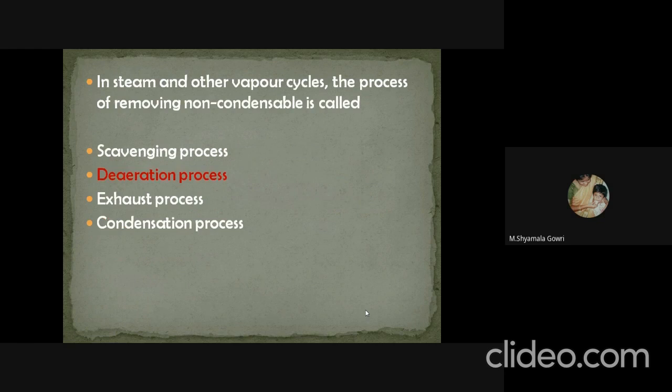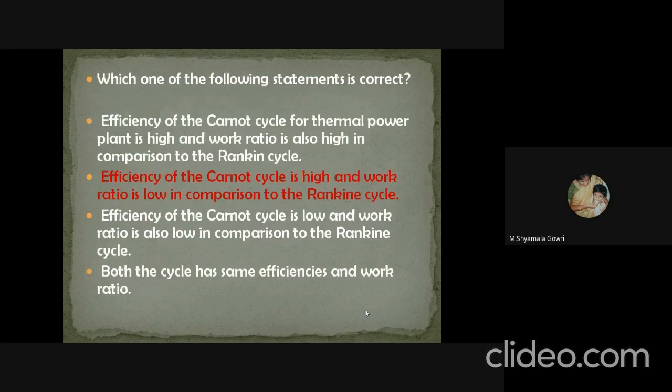In steam and other vapor cycle, the process of removing non-condensable is called deaeration process. Which of the following statements is correct? Here, four statements are given. In that four statements, actually the correct statement is: efficiency of Carnot cycle is high and work ratio is low in comparison with Rankine cycle.